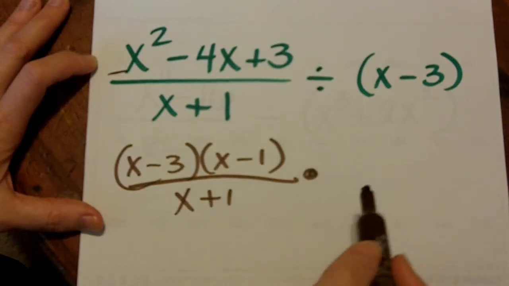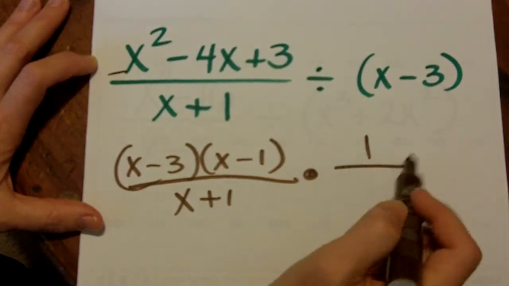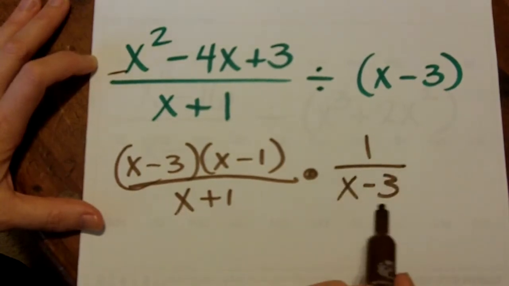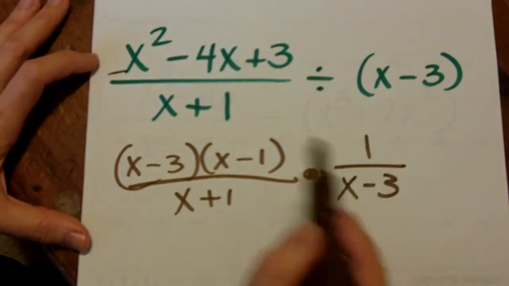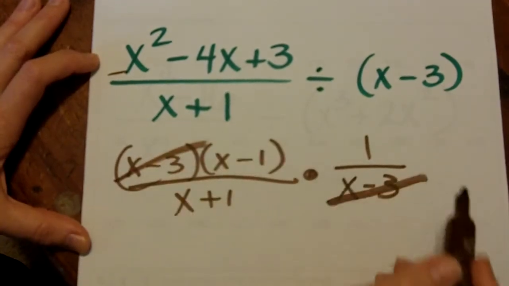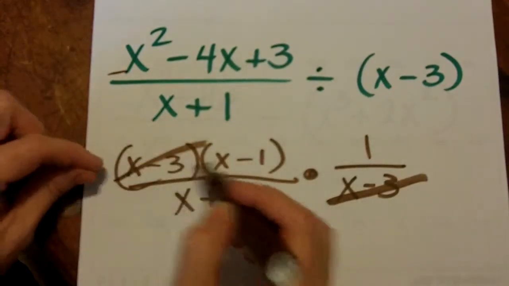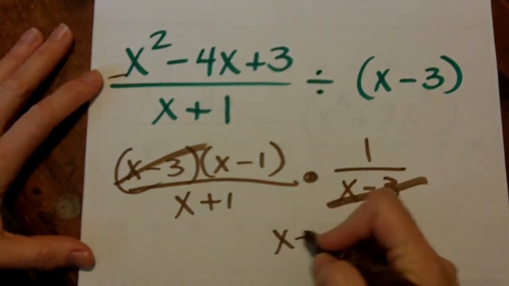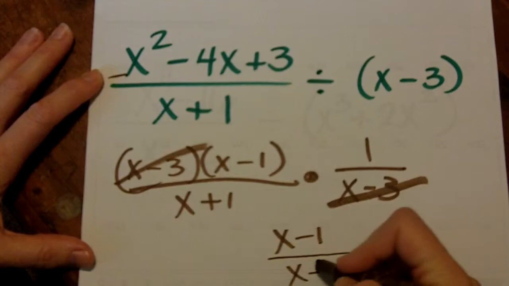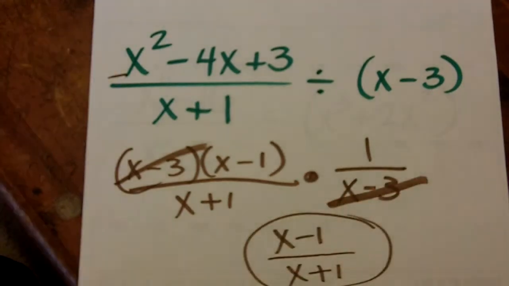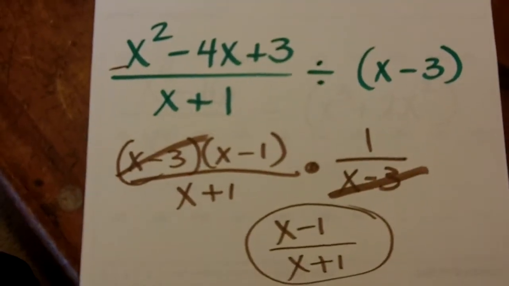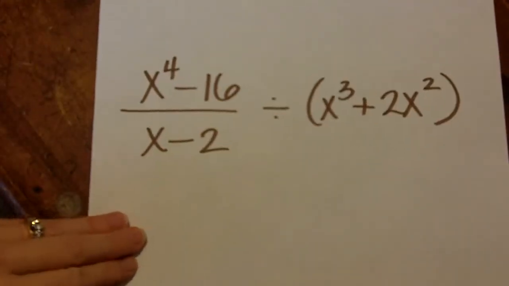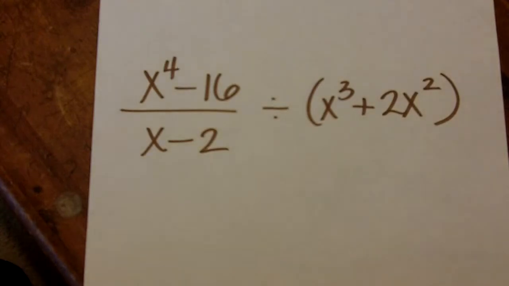Of course, I'm going to put my dot for multiplication, and then I'm going to flip the x minus 3 and write it as its reciprocal, which is 1 over x minus 3. I ditch this and that because I can get rid of the entire group that matches, and I'm left with x minus 1 over x plus 1, and that is my delightful, much more simplified answer. Let's try one more. Okay, if I was given this problem, these are some of my favorites.